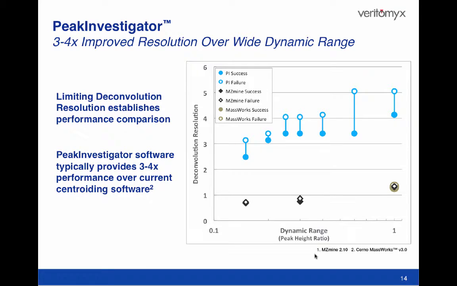Here, we use limiting deconvolution resolution to compare the performance of the three software platforms across a dynamic range of peak height ratios, from 1-to-1 on the right side to about 7-to-1 on the left side. PeakInvestigator maintains at least resolution tripling performance across the full dynamic range.